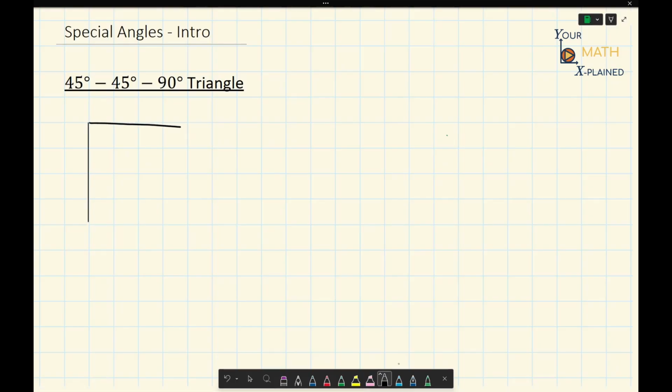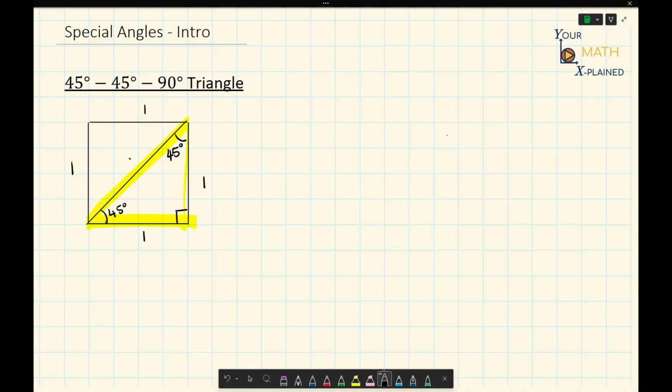So we're going to have a square where all four lengths are equal to 1. So that means this is 1, 1, 1, and 1. Next, we're going to draw a diagonal through this square. So notice how this triangle here, which I will highlight, will have a right angle at the bottom. And then these two are going to be 45 degrees because we've cut the 90 degrees in half.